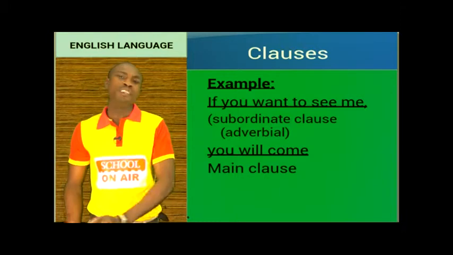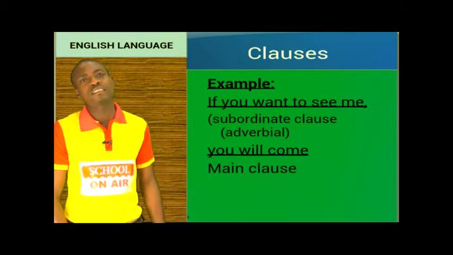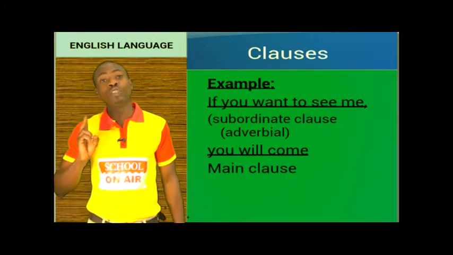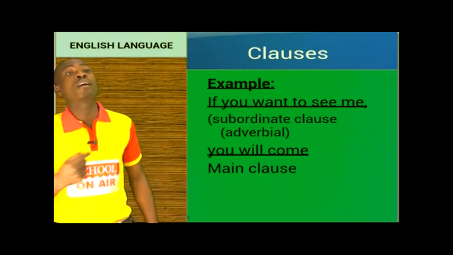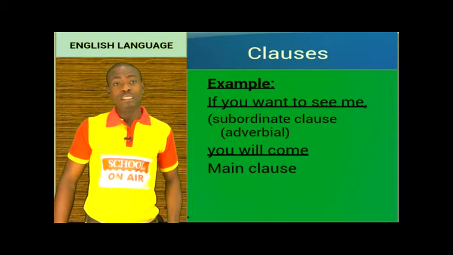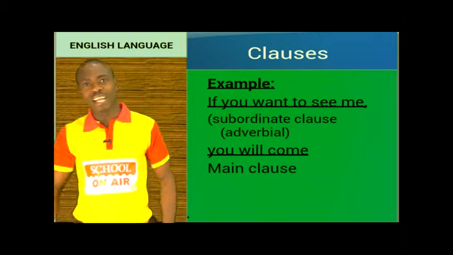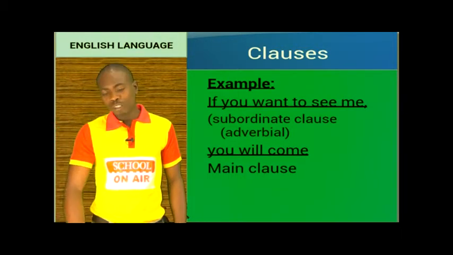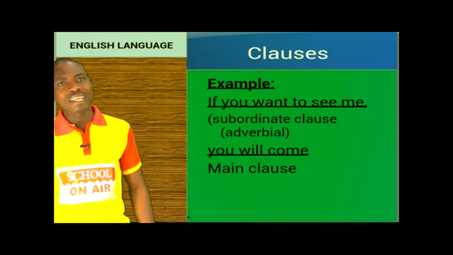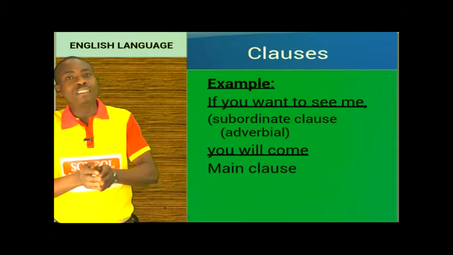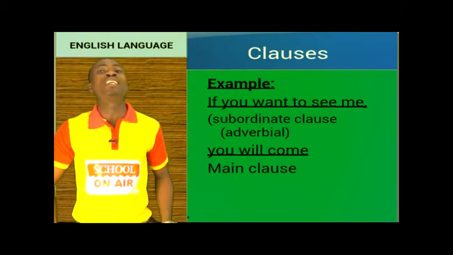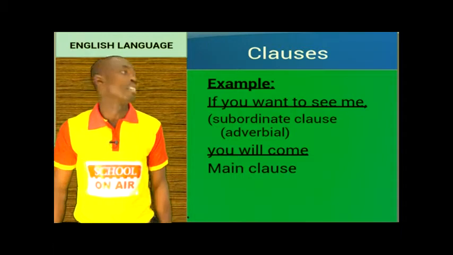You will see me is the main clause in this sentence. The sentence is divided into two clauses, main clause and subordinate clause. The main clause can come either at the beginning of the sentence or at the end. The same thing applies to the subordinate clause. It can appear at any position in that sentence. All we need to do is identify the clause that is standing on its own and the one that is not standing on its own.